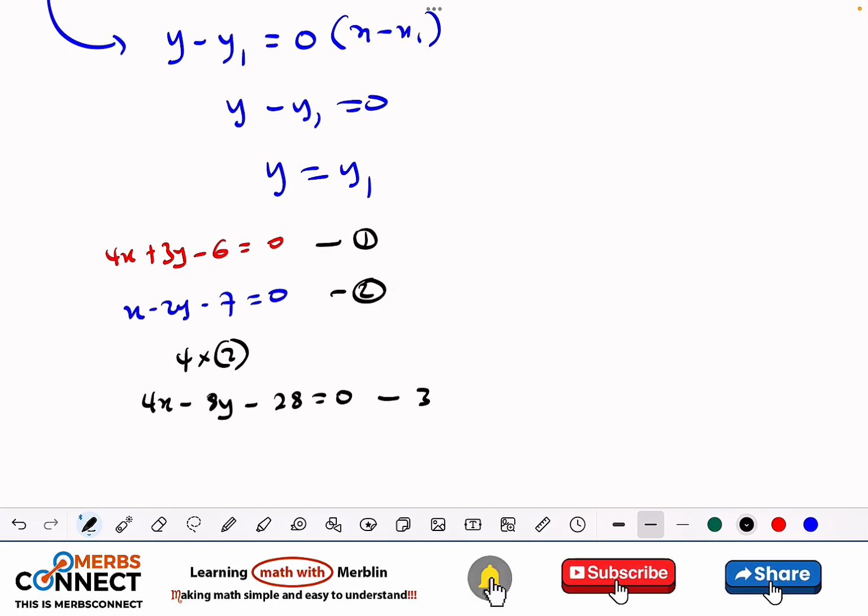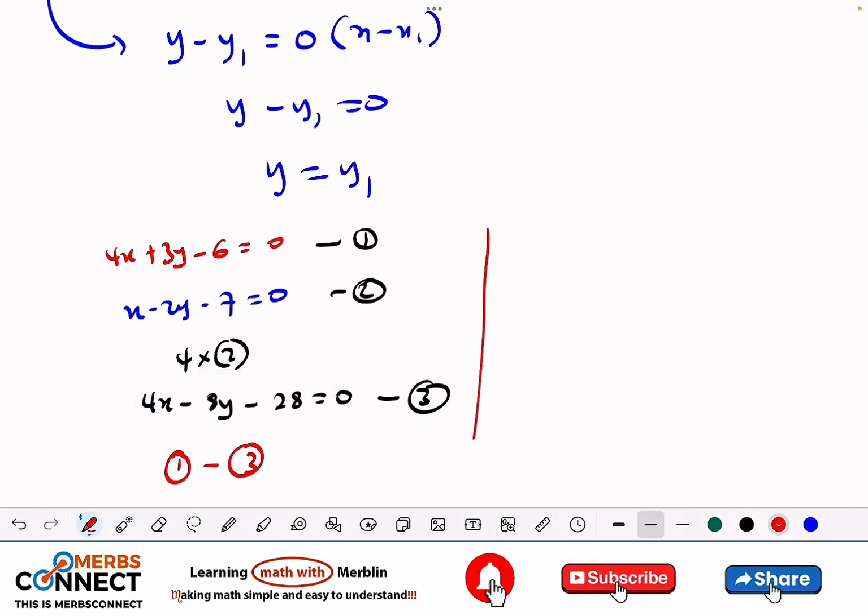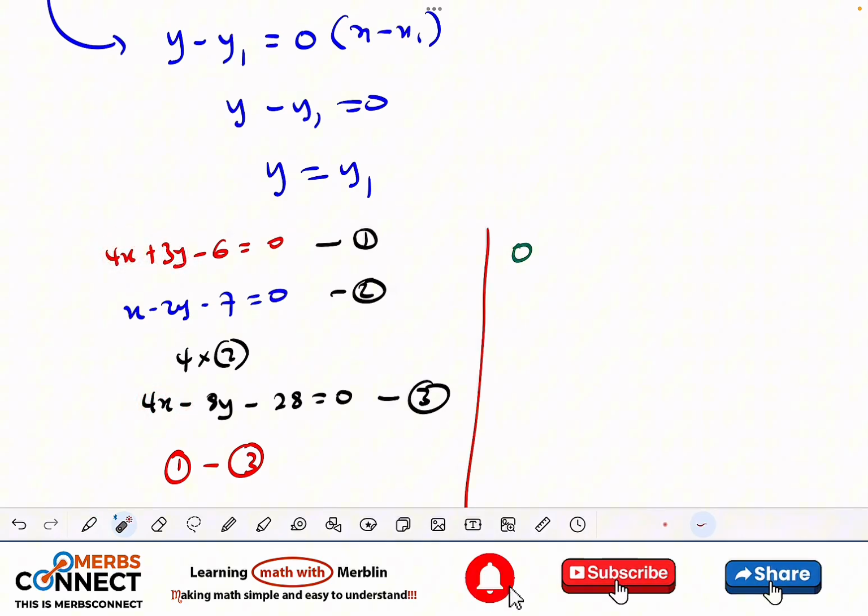So let me assume that this is equation 3. So what I'm going to do is equation 1 minus equation 3, right? So this minus this. So what are we going to get? Let me just divide my board into 2. 4x minus 4x will be 0. 3y minus 8y, this one becomes positive. So we are going to have plus 11y, right? And then minus 7 minus 28. So this one becomes plus. So we are going to have something like minus 7 plus 28.